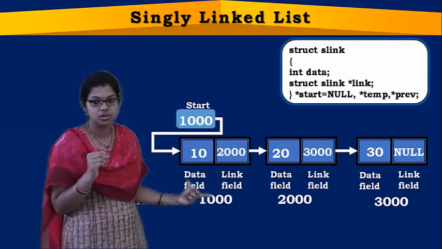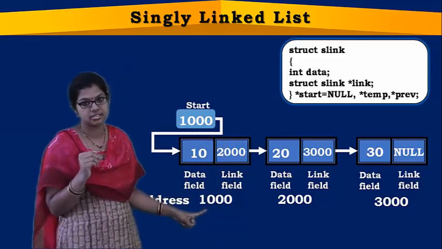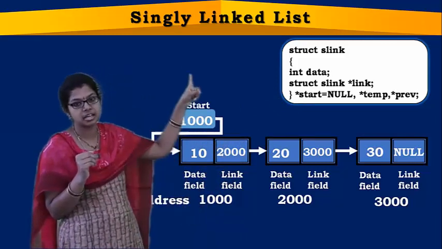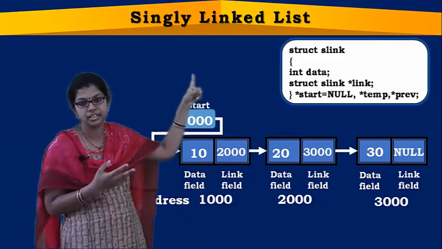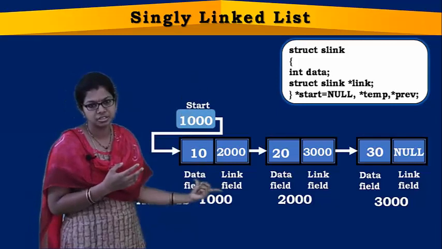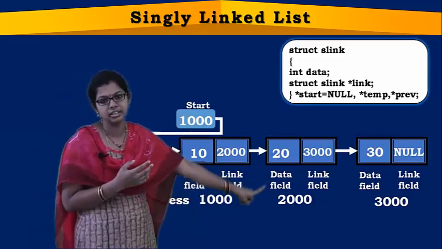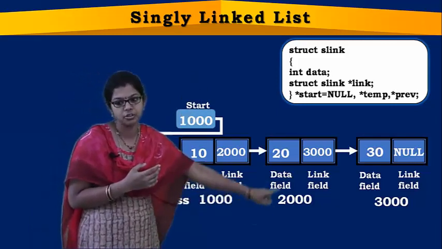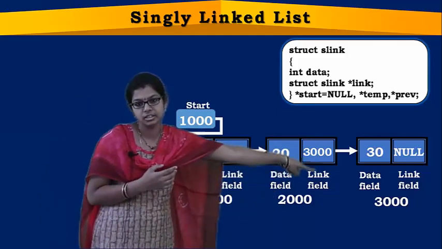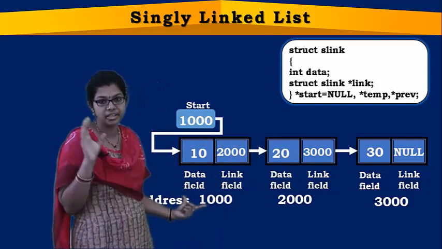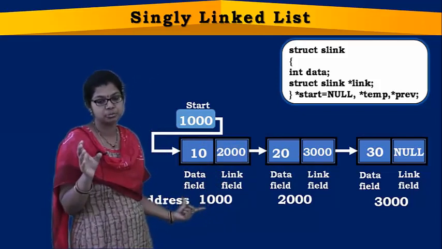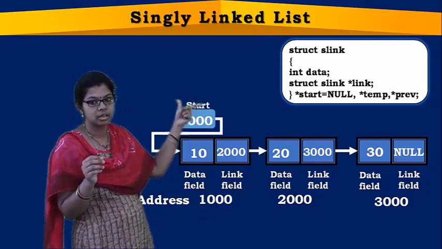Coming to the start, the first node address should be pointed to by the start pointer. The first node will contain the link to the second node. The second node will contain the link to the third node. But the first node's address should be maintained, right? That should be stored in the start pointer.